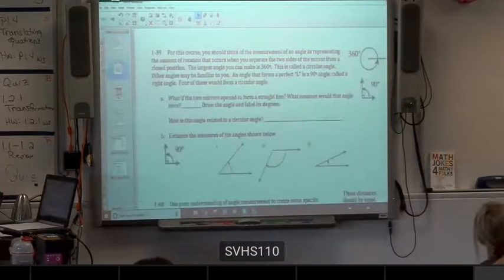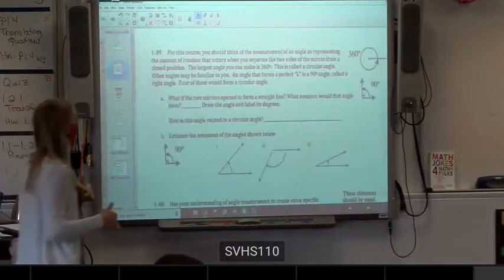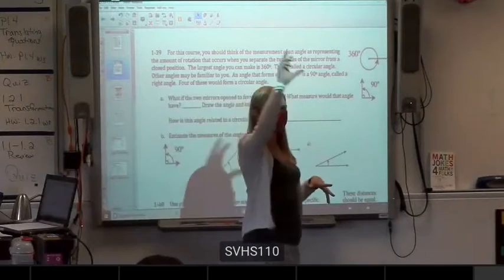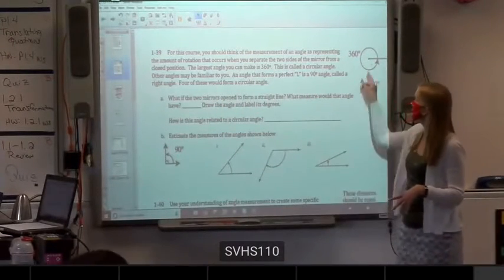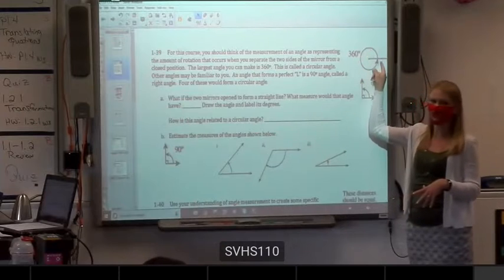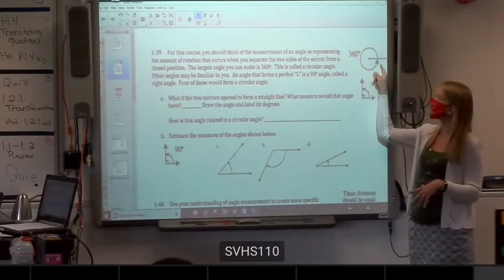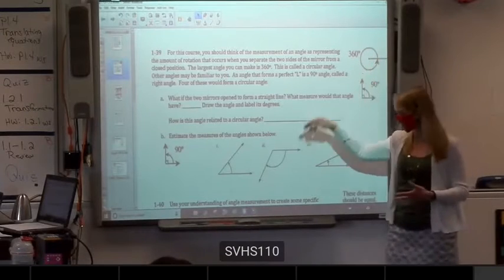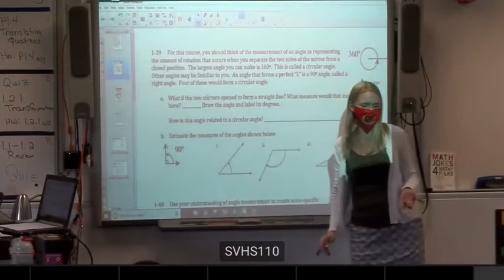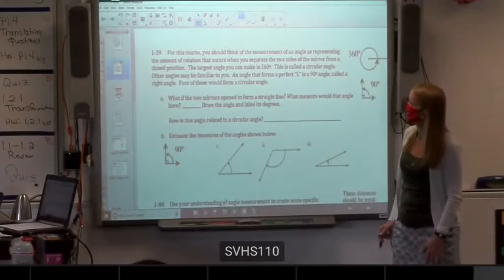So for this course, we're going to be using our angles, thinking about the rotation that's occurring as you look at that shape. If we were to rotate fully around the central point of a shape, you get 360 degrees, and we create our circle. So in here, our angles will not be larger than 360 degrees.